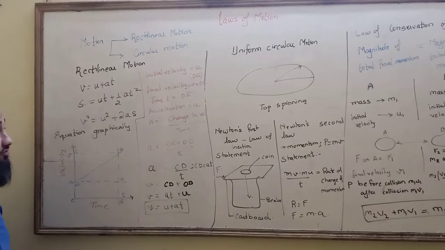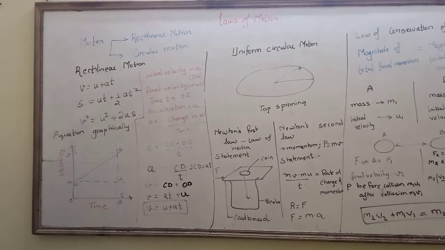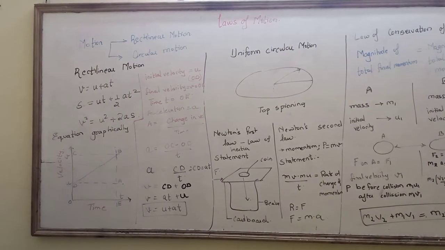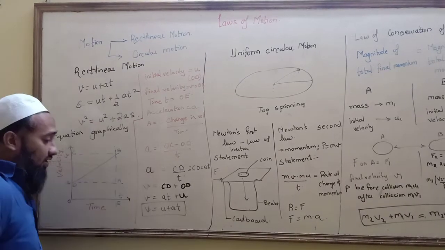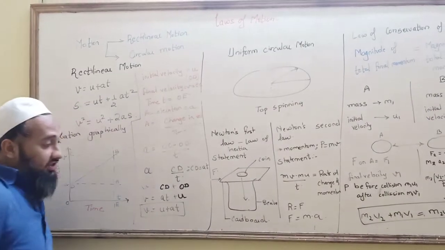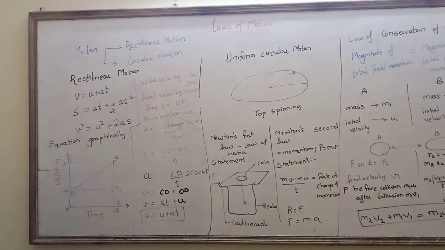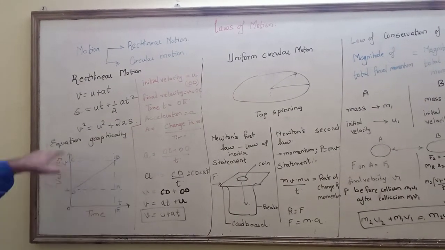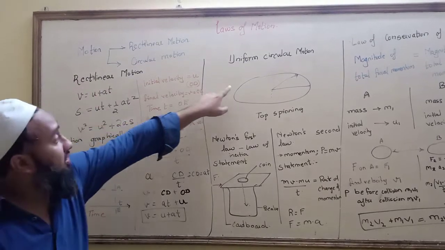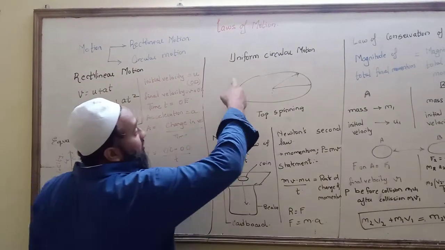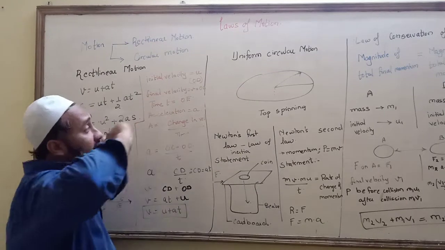Okay, and circular motion is motion along the circular path. For example, the movement of hands of the clock, it is moving in a circular direction. So this movement is known as circular motion. See, rectilinear motion, circular motion. I have drawn the diagram. Now circular motion is along the circle.